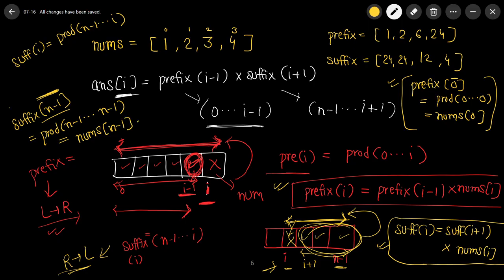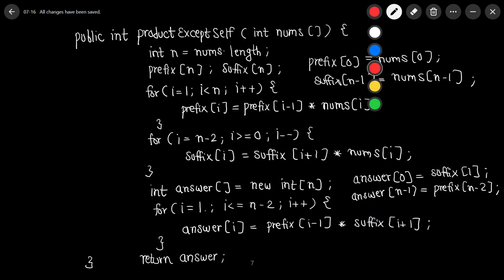So suffix of n minus 1 would be nums of n minus 1 and prefix of 0 would be nums of 0. So these two things we would already initialize first and then we would fill the rest of the arrays. So let me write the code for it so things will become much more clearer. So I've written the code. So we would be returning an integer array, and we have nums array as our input.